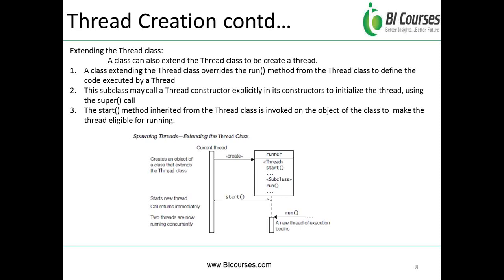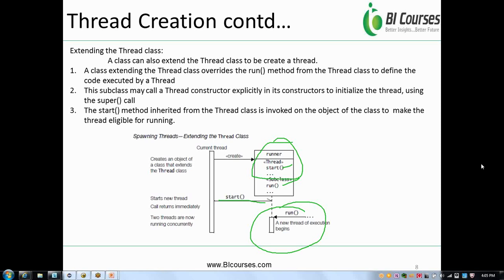Generally, when we create a constructor or object, in there itself we will initialize the thread and also start it. The start method inherited from the Thread class is invoked on the object of the class to make the thread eligible for running. So see here, a Runner is there. This is the Runner object, which extends the Thread class, and it has a start method and a run method. Once it is started, it will execute the run method, whatever logic we have in the run method, that will be executed.